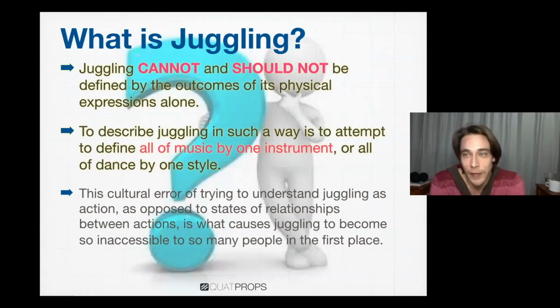Some human body will not be able to do that because human beings are diverse. So we need a solution that is universal. We need a solution that doesn't relate to its action somehow, to talk about juggling in another way. Because it is this cultural error of trying to understand juggling as action, as opposed to the states of relationships between actions, which is universal to every human being. It's what causes juggling to become so inaccessible to so many people in the first place.